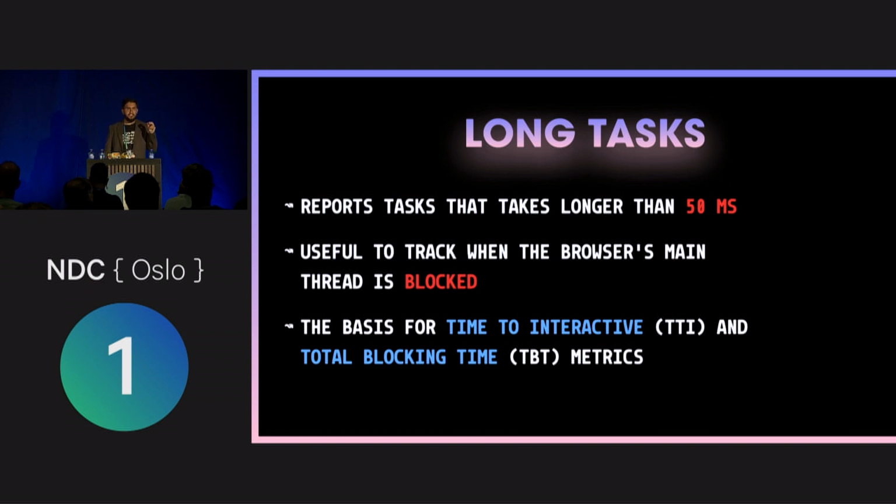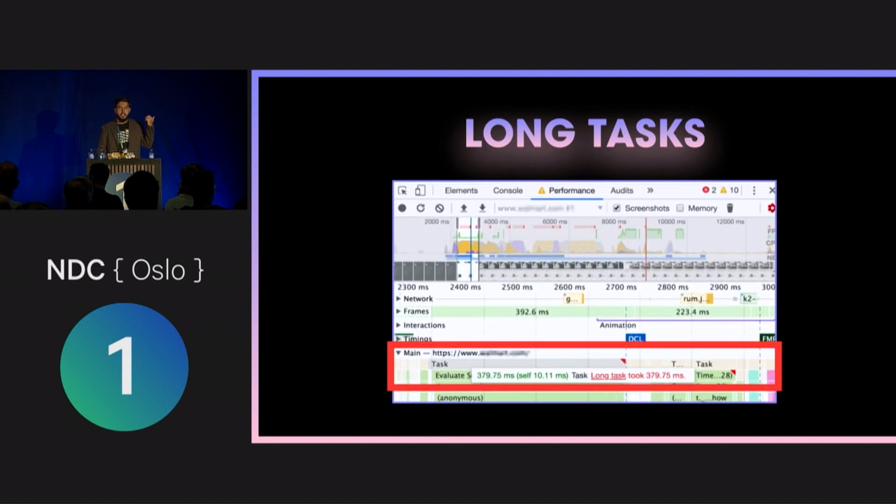And it has this hard value of 50 milliseconds, and it's not like a magic number like the ones we use in CSS. It's more like, because it's based on this user-centric model called RAIL, and it's also useful to detect when the main thread is blocked, because that means your UI is not responsive. And it's so important that it's the basis for both time to interactive and total blocking time.